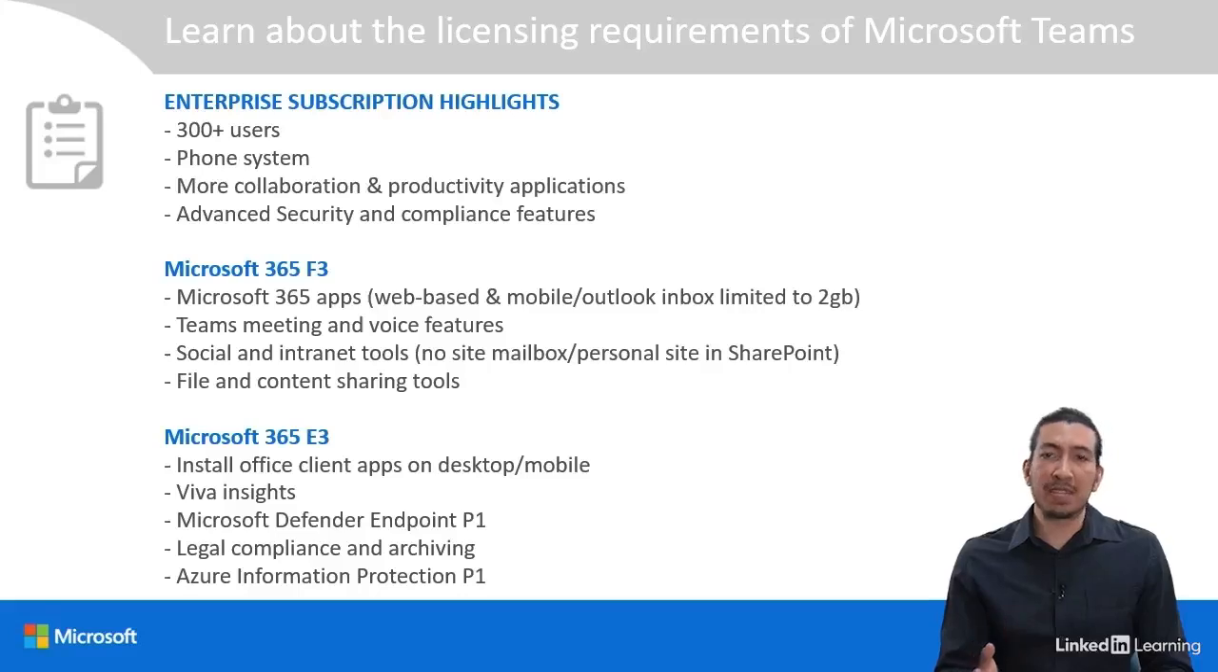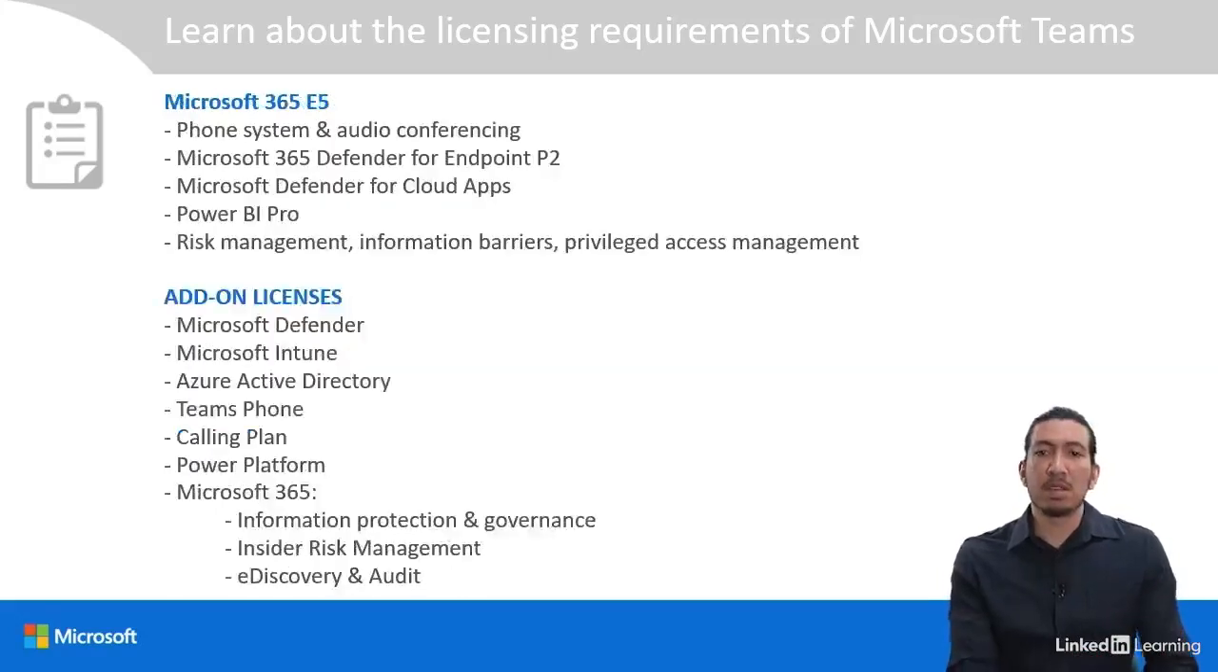It includes SharePoint with sites and more than 2 GB for email with Outlook and Exchange, as well as Viva Insights. And to manage, detect, and investigate threats, it includes Microsoft Defender for Endpoint P1. It also includes features for data loss prevention for email and files, as well as retention policies, litigation hold, and e-discovery features.